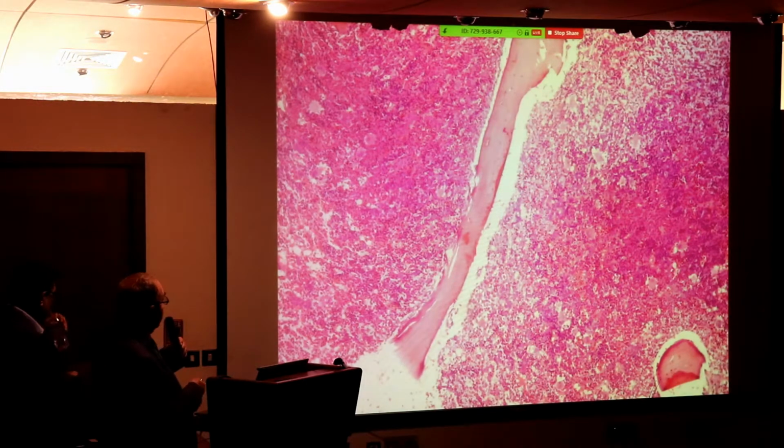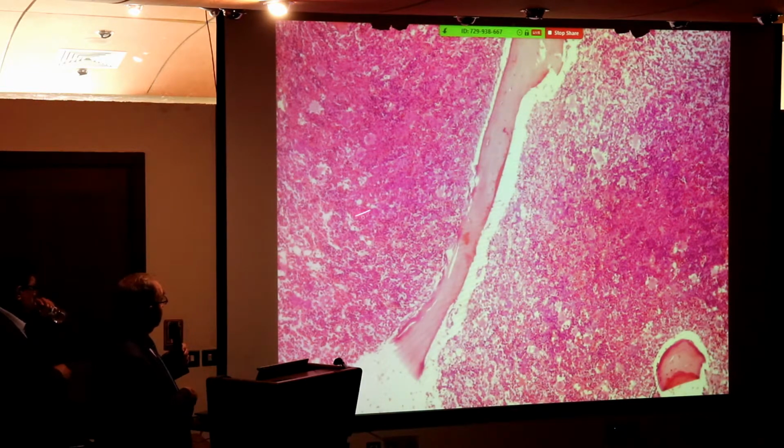Okay, so this is from the paraspinal mass, and you can see there is bony trabeculae here, and this is the bone marrow, which is extremely cellular, almost 100% cellularity. And at this power, you can see that there are some megakaryocytes, and these are the other hematopoietic cells.